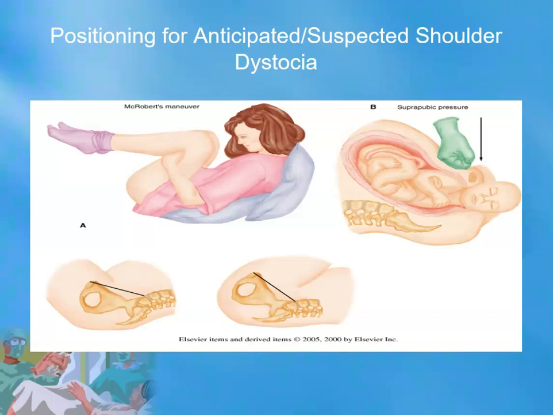So here's some positioning. Again, this is McRoberts maneuver. She's pulling her knees back, but they're not far enough. Usually it's really, really far back. And sometimes we got other people helping hold legs back just to get that pelvis to open at its widest angle.